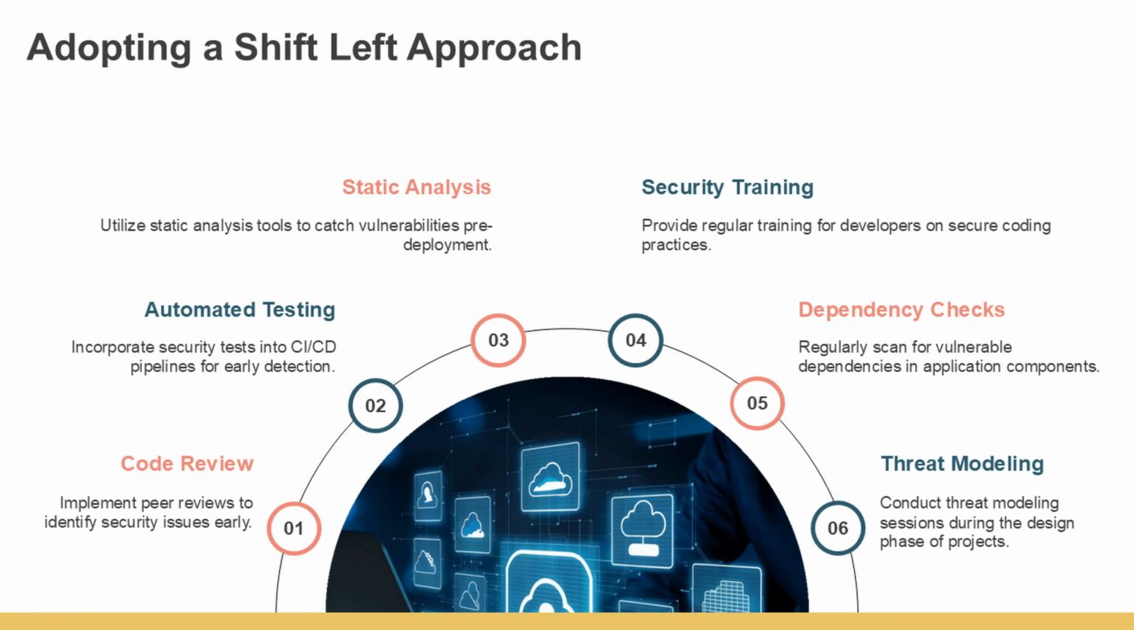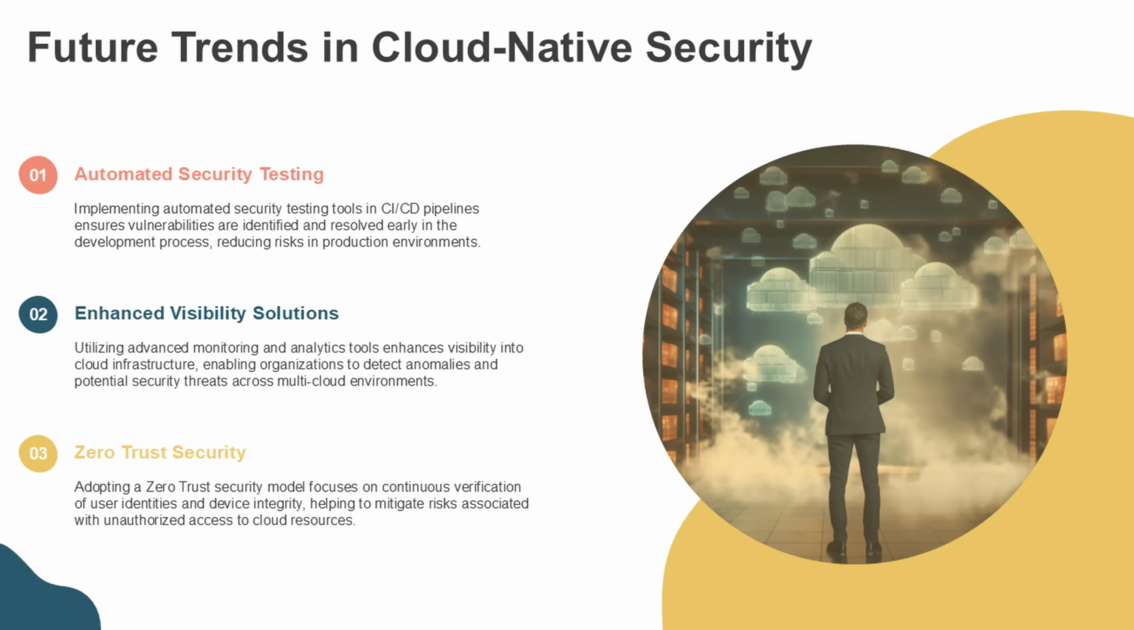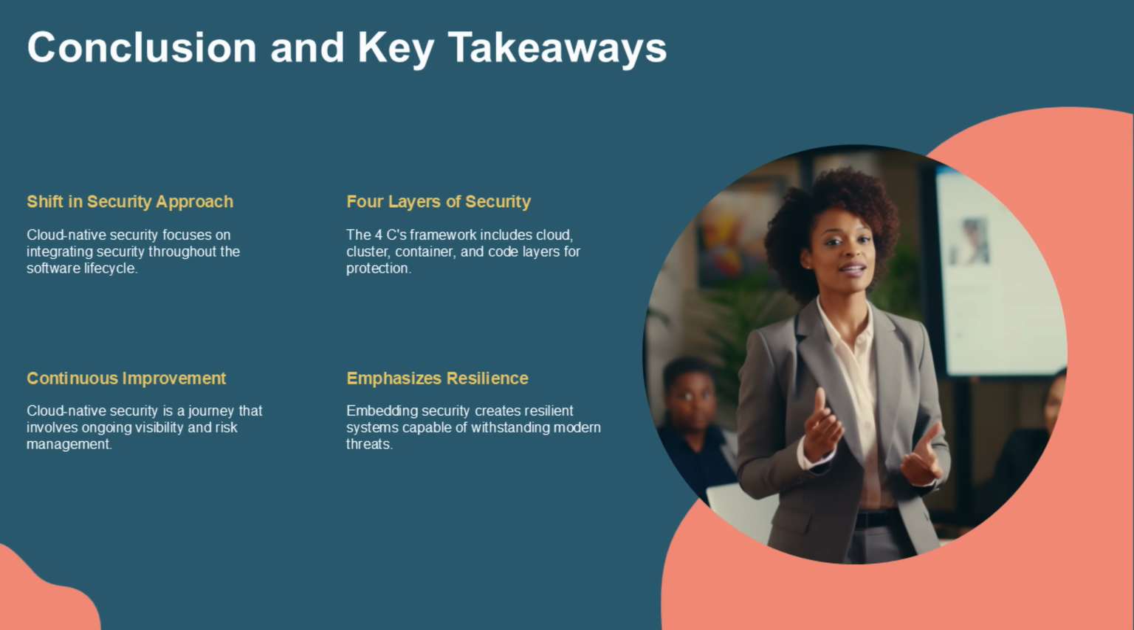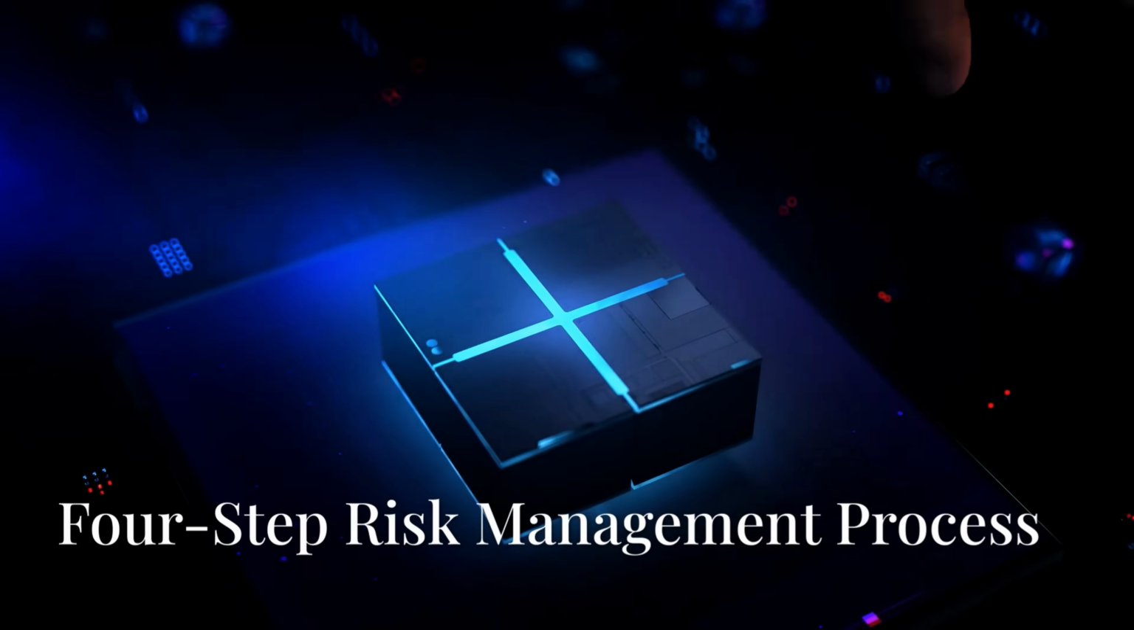The cloud-native security model is not a static state, but a continuous journey of improvement that involves gaining visibility into the cloud environment, identifying and remediating critical risks, adopting best practices, and shifting security left to prevent issues before they reach production. This approach embeds security into every aspect of cloud operations, creating resilient systems that can withstand modern threats while maintaining the agility and scalability benefits of cloud-native architectures.